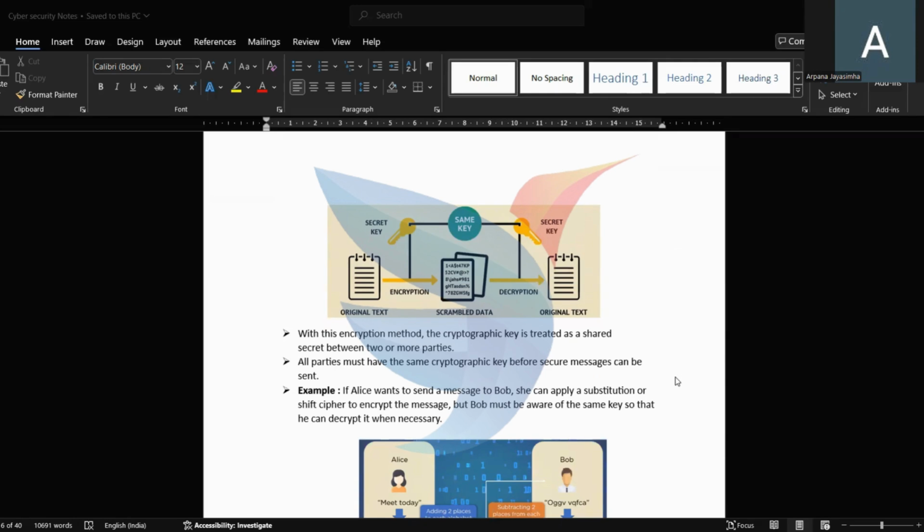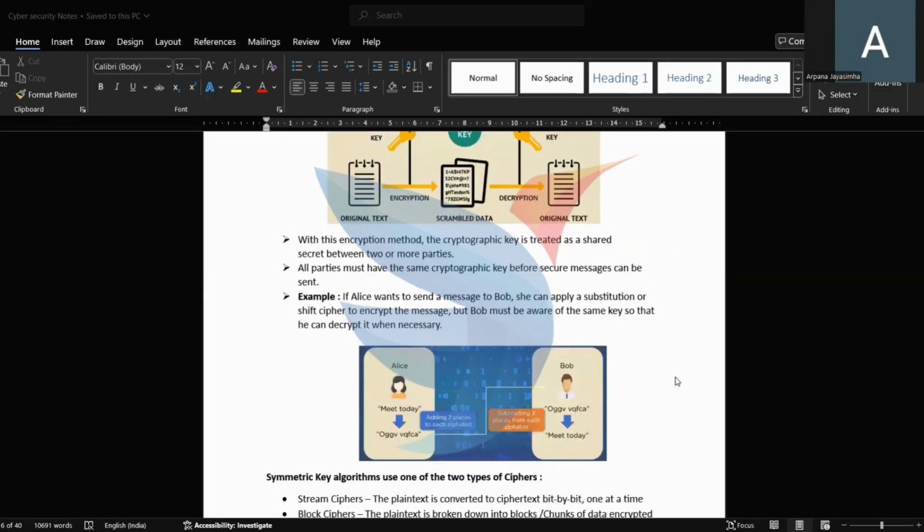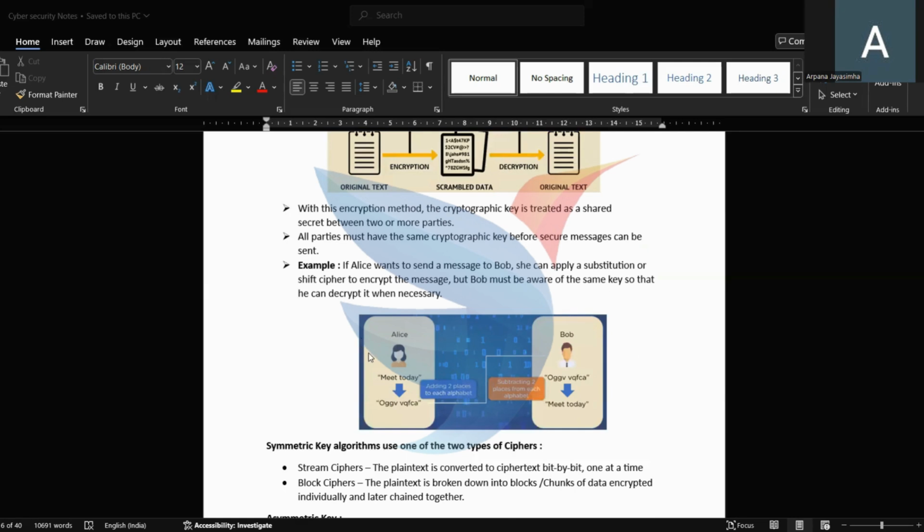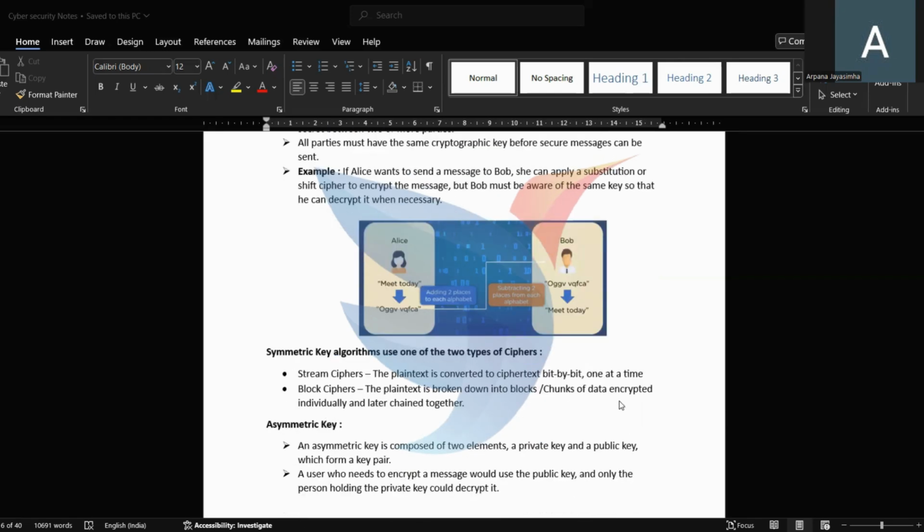So let's see an example related to this. For example, if Alice wants to send a message to Bob, she can apply a substitution cipher to encrypt the message. But Bob must be aware of the same key so that he can decrypt it when necessary. This symmetric key algorithm uses two types of cipher. One is the stream cipher, the other one is the block cipher.